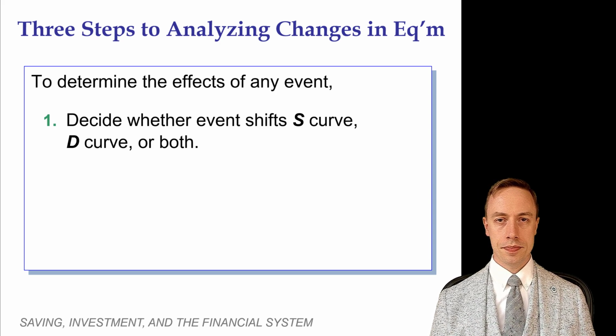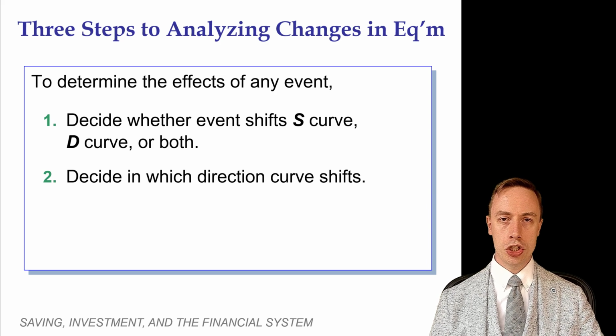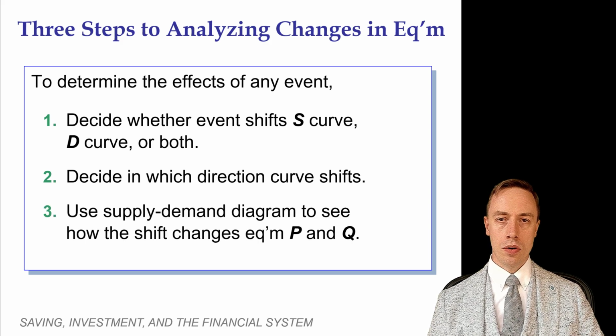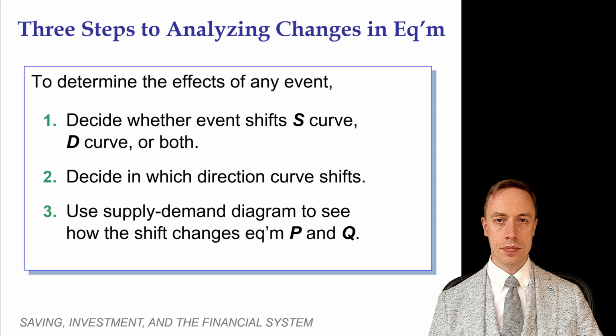Step number 2. Once you've identified which curve is affected, figure out the direction in which it shifts. Increases will shift curves to the right, decreases to the left. I'll repeat that point in our first example. Step number 3. Once you've moved a curve in the right direction, the intersection will be at a different point. The equilibrium will have changed.